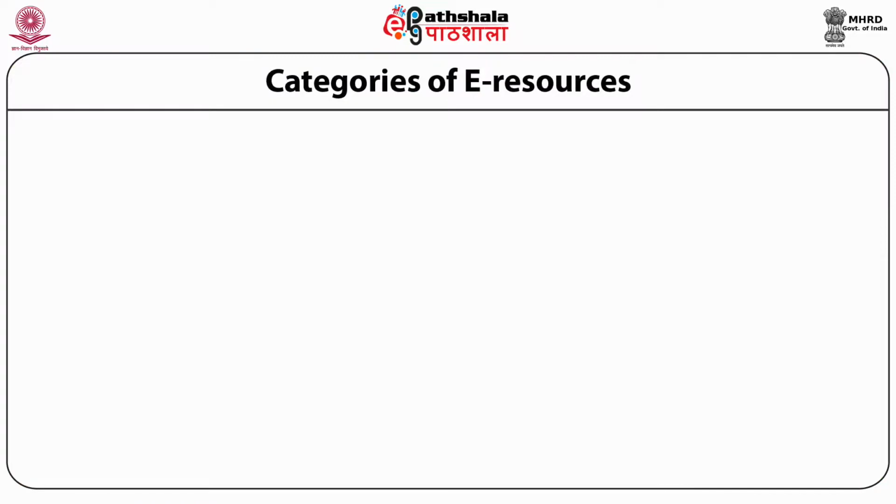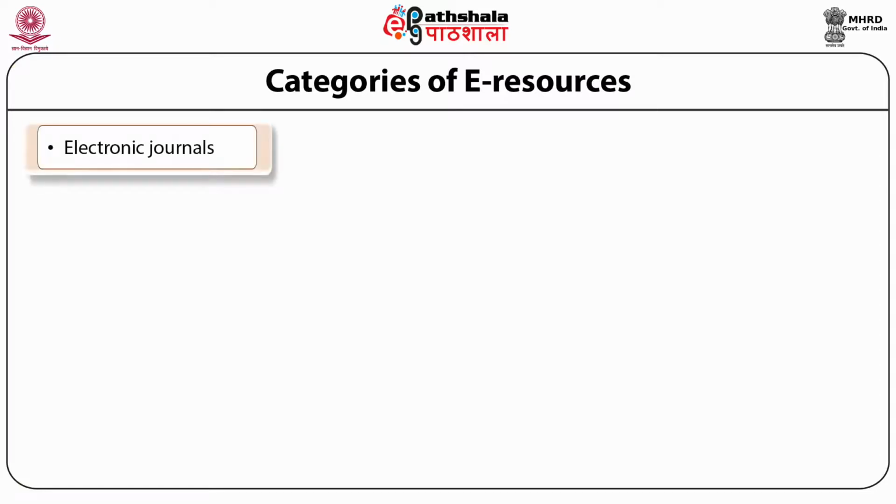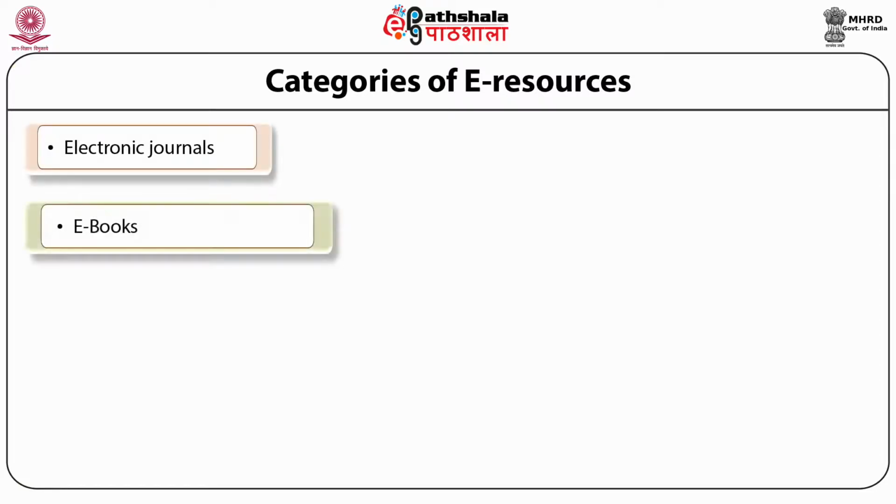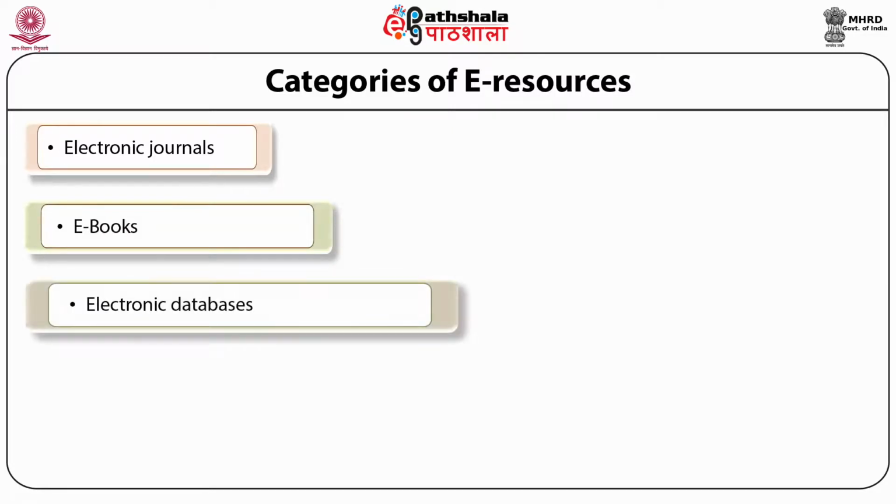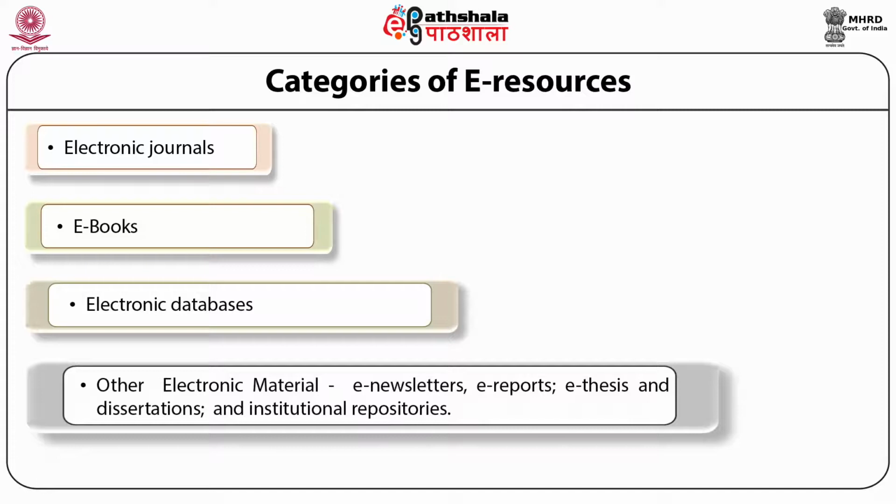Let's examine categories of e-resources or electronic resources. These can be electronic journals, electronic books referred to as e-books, electronic databases, and other electronic material, which could be e-newsletters, e-reports, e-theses or e-dissertations, and institutional repositories.